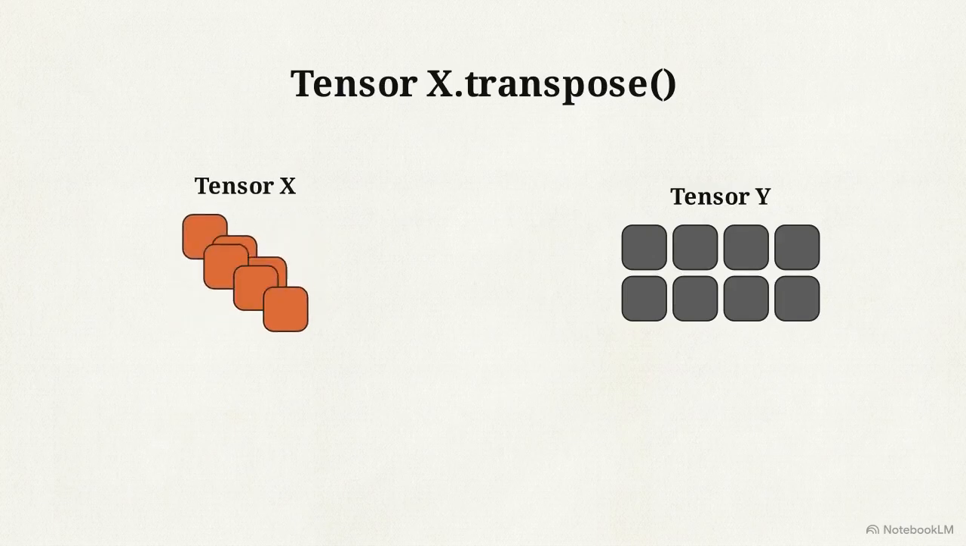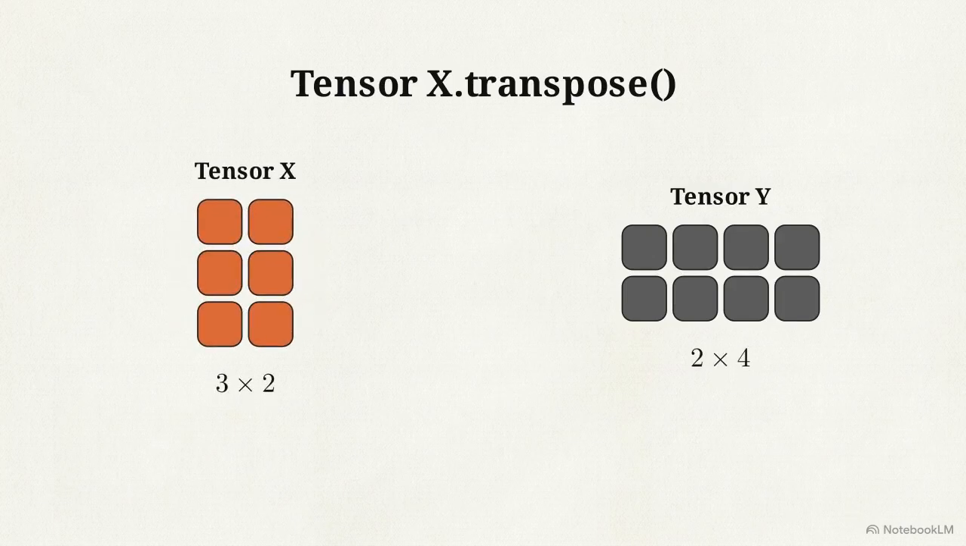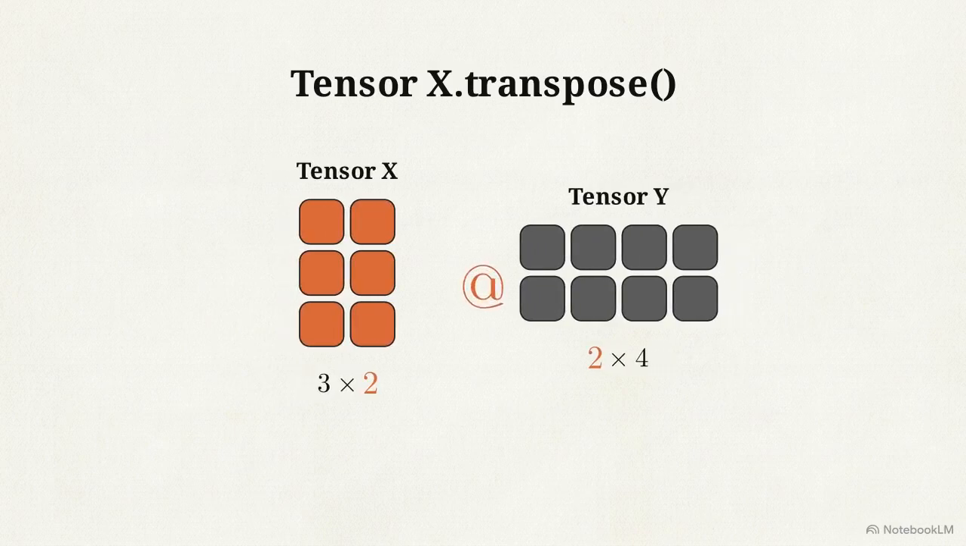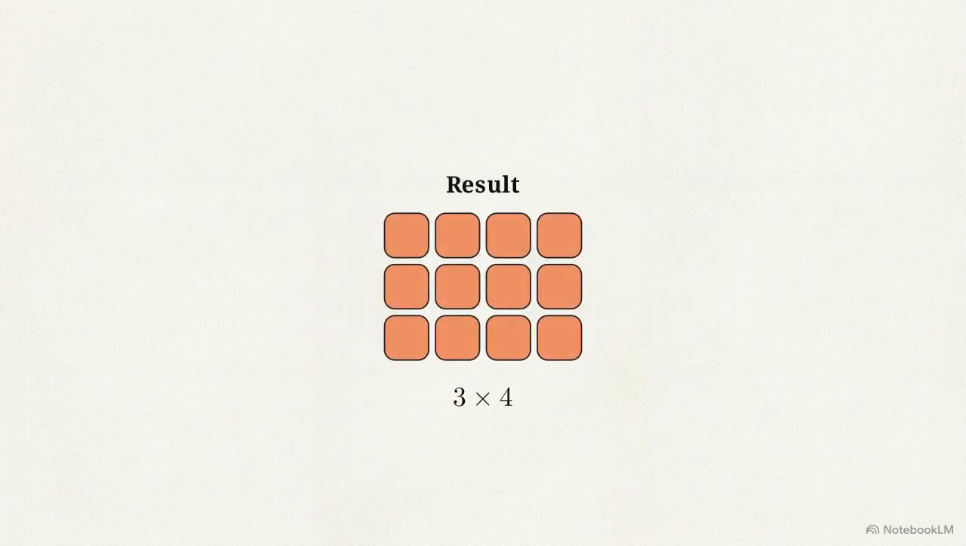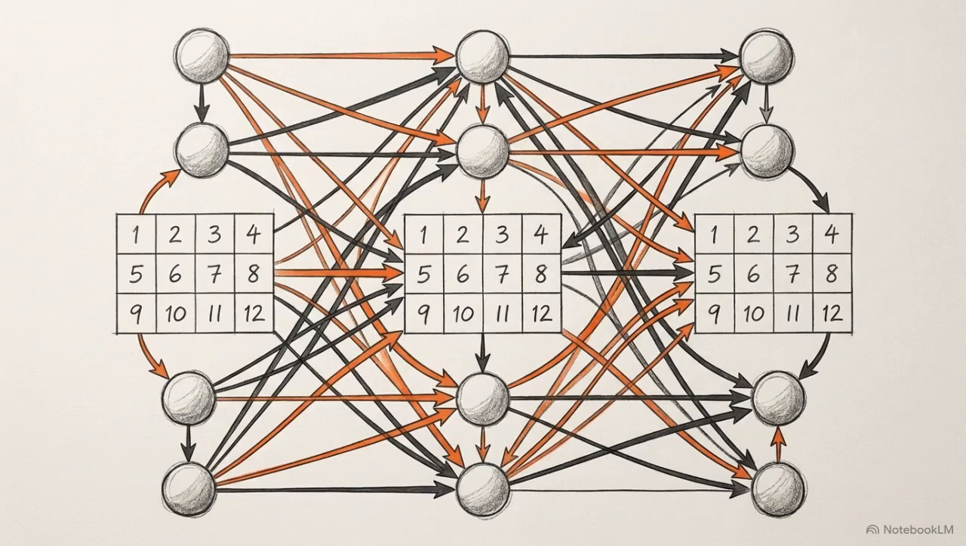By calling transpose on tensor x, it swaps the axes, returning a 3x2 matrix. The inner 2's now align and multiply against tensor y to produce a 3x4 result. Spatial awareness of inner dimensions is the primary requirement for executing matrix operations within a neural network.